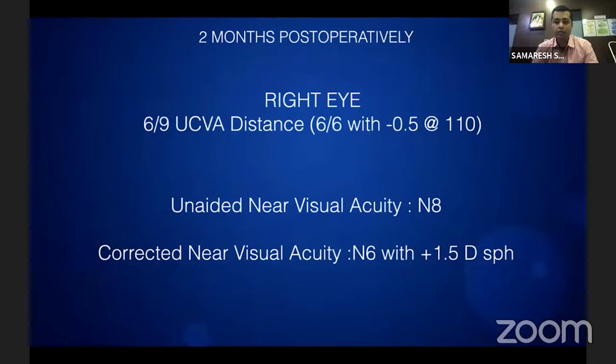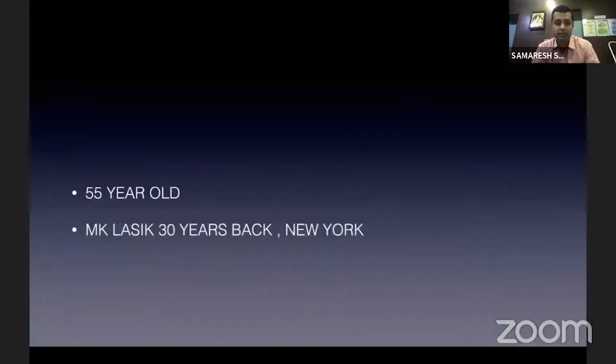At 2 months, he's okay. There's a 0.5 and his near unaided is N8, needs a 1.5. And with 1.5 with a little more mag is extremely comfortable. And that's a good post-operative patient with an EDOF lens. This was a VBT lens.